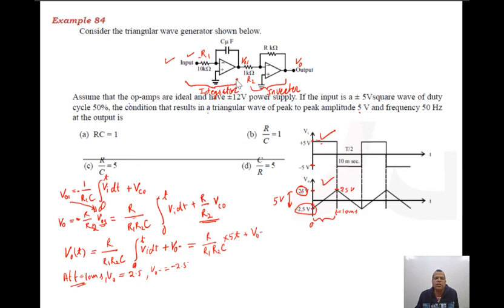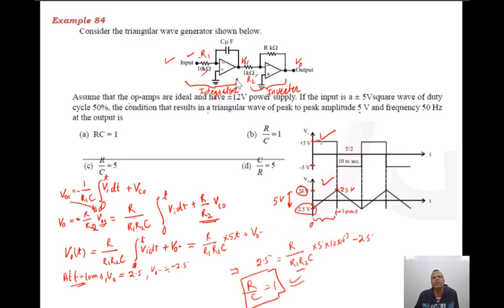So now I'll put in the condition at t equal to 10 millisecond: V naught is 2.5 volt, V0 minus is minus 2.5 volt. So this gives 2.5 volt equal to R by R1 R2 into C multiplied by 5 multiplied by 10 milliseconds, minus 2.5 volt, because the initial output voltage is this. So by putting in the values of R1 and R2, which are given in the circuit, I can find the ratio R by C, which comes out to be 1 after calculation. So that's your answer. This is a simple question which appeared in an exam. So that is how we find the solution.